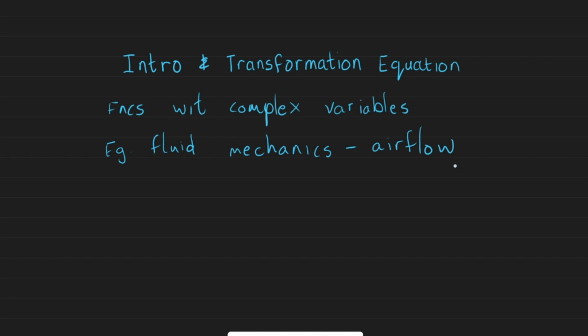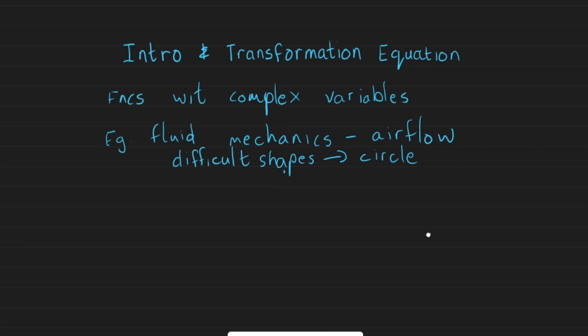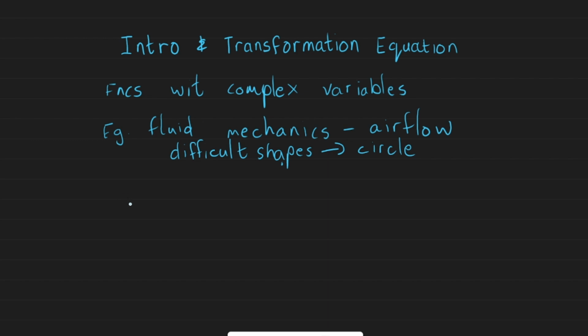So how does complex analysis help us here? Well, we can take those complex shapes and simplify them into much simpler shapes like a circle. So in here, we can take difficult shapes and we can actually convert them into simple shapes like a circle. We saw in the different topics that the word transformation was used, mapping may have been used as well. So this talks to all of that. So let's move on to the introduction to this particular field of study and how we go about using it.